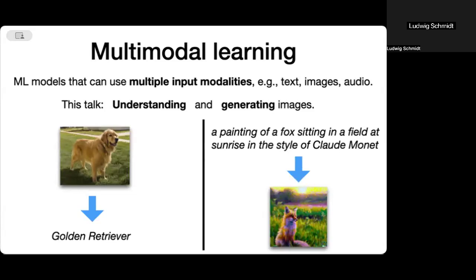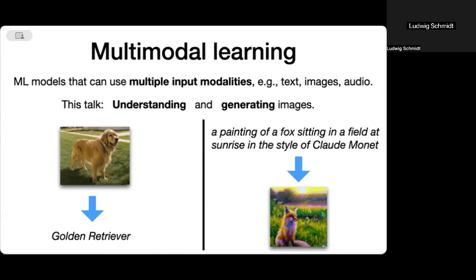And then the other way, going from text to image, this is image generation. I'm sure many of you have seen an example of this in the last few years. For instance, here, a description of this picture: a painting of a fox sitting in a field at sunrise in the style of Claude Monet. And then with a good model, what you get as output is a very nice picture depicting exactly that. Cool. Okay. So this is multimodal learning.